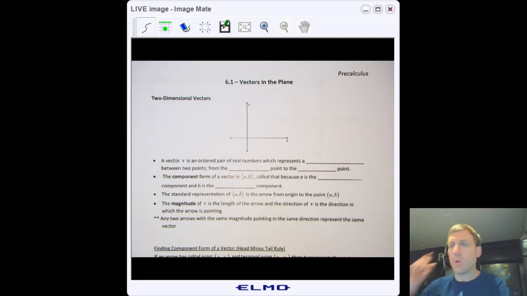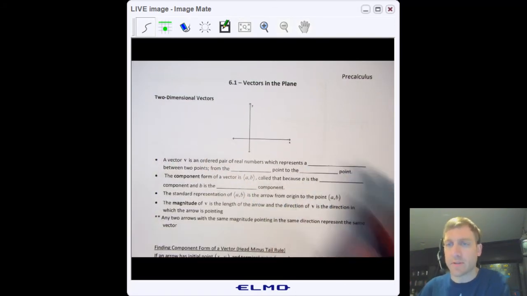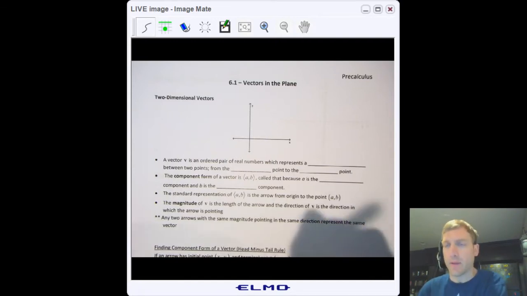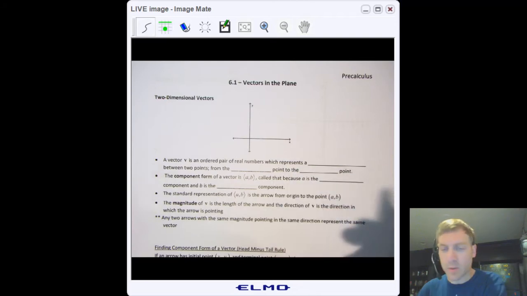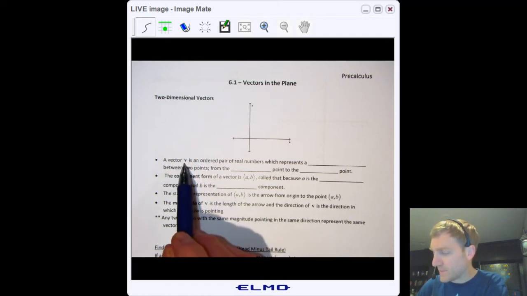So anyways, we're going to talk about two-dimensional vectors here. You can get to three-dimensional vectors in an upper-level math course or physics course, you may get to that. But for our class, we're just going to stick with two-dimensional vectors.